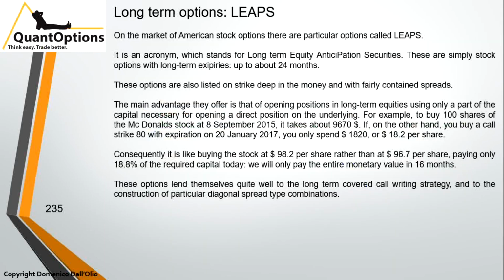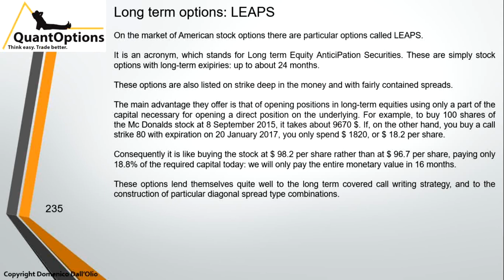Okay, one last concept, LEAPS. On the American stock market, some particular options are listed, called LEAPS, long-term equity anticipation securities. These are simply stock options with long-term expiries up to about 24 months. These options are also listed on strike deep in the money and with fairly contained bid-ask spreads.